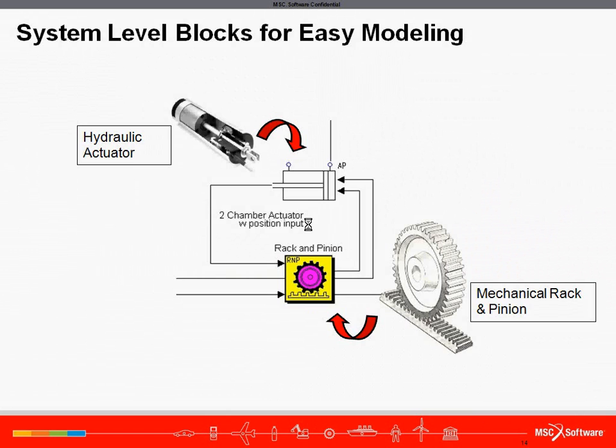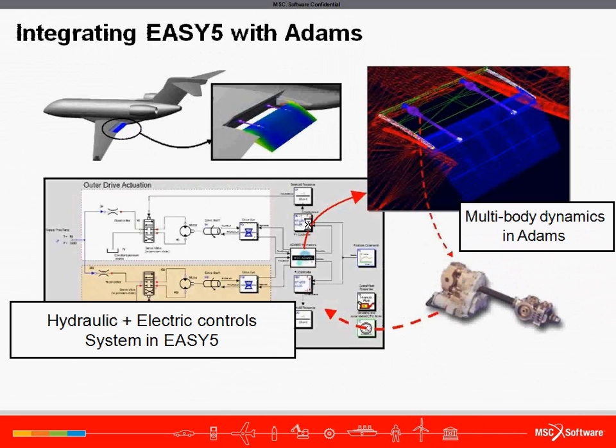Here's an example of how EZ5 integrates with Adams to offer a complete simulation solution. In this example, the hydraulic and electrical control system was developed in EZ5 to simulate the special type motor in the flap. The higher fidelity multi-body dynamic mechanical model of the flap was done in Adams. This results in an overall higher fidelity model of the combined system. This enables you to deduce valuable information and get deeper insight into your overall combined system.